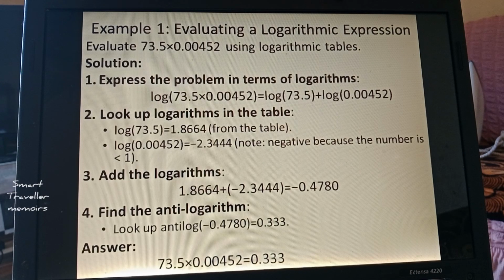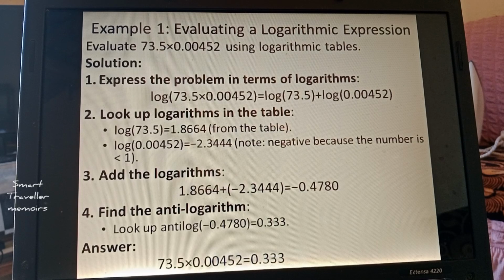This is example number 1. Evaluate 73.5 times 0.00452 using logarithm tables. So the solution: the first thing you do is express the problem in terms of logarithms. Using that first rule, the logarithm of 73.5 times 0.00452 is the same as the logarithm of 73.5 plus the logarithm of 0.00452.